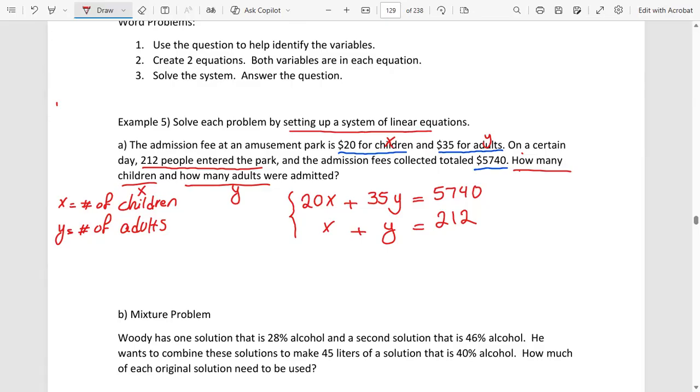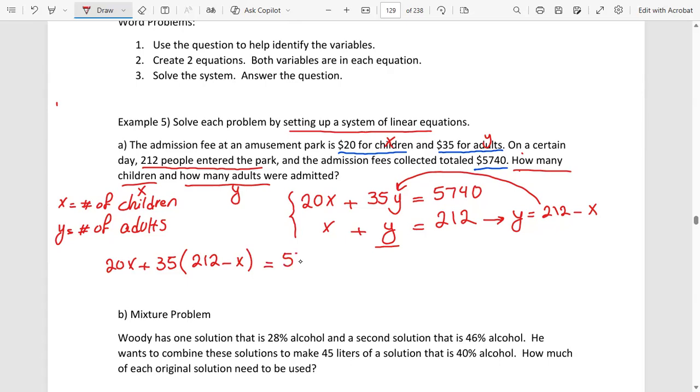I'm going to use substitution. I want to have y by itself from the second equation. So to have y by itself, I need to move x. So x going to the other side gives me negative x, y equals 212 minus x. And then I'm going to replace this for y in the first equation. So 20x plus 35, replacing y by 212 minus x, distribute.